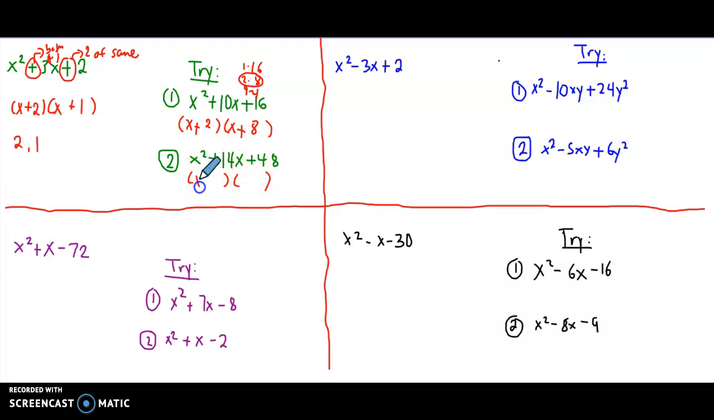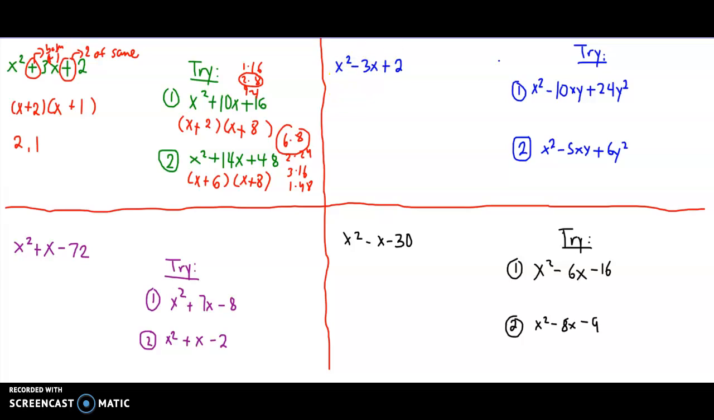Both the same, both positives. Set up your parentheses. I need product to be 48. 2 times 24. What else? 3 times 16 and so on. 1 times 48. Which of those will give you, adding those 2 numbers, to get 14? This is the only one. 6 plus 8. So there we go. So that is the first category where you have both the same, both positives.